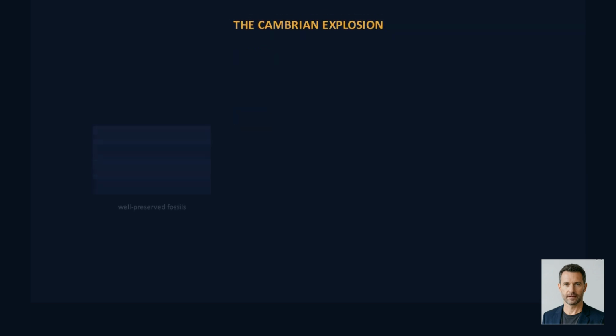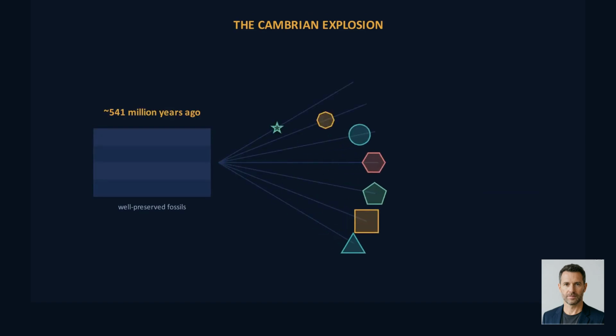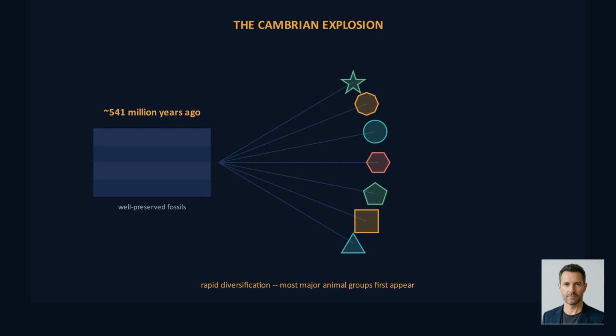For most of this history, life stayed small and relatively simple. Then, about 541 million years ago, something dramatic happened, the Cambrian explosion. In a geologically brief window, life diversified at an astonishing rate, and most of the major animal groups we recognize today first appear in the fossil record.